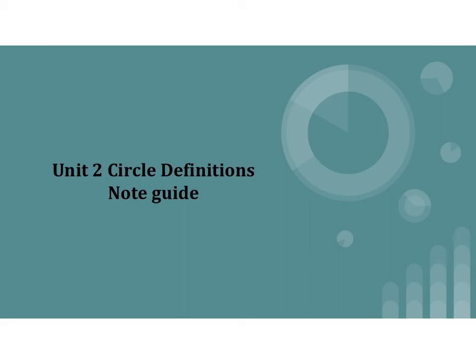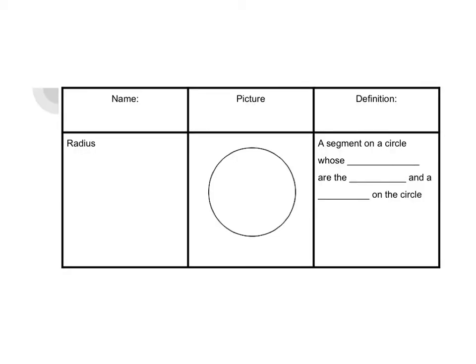In this lesson, we're going to be discussing different definitions that pertain to circles. We're also going to look at a relationship with tangent lines and circles as well. Let's get started. Our first term we're going to discuss is radius.